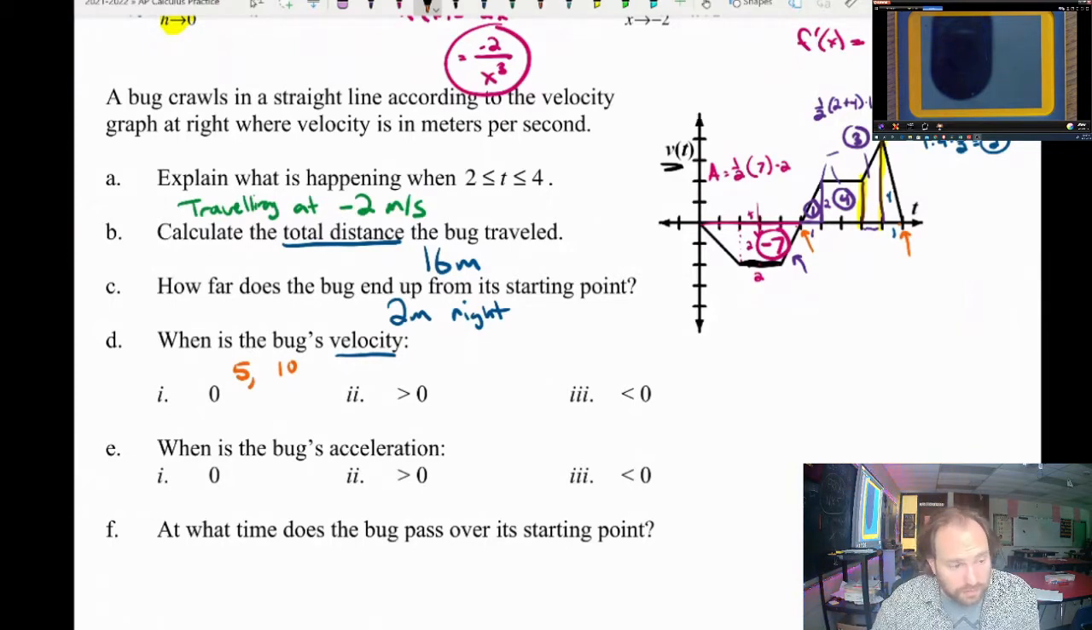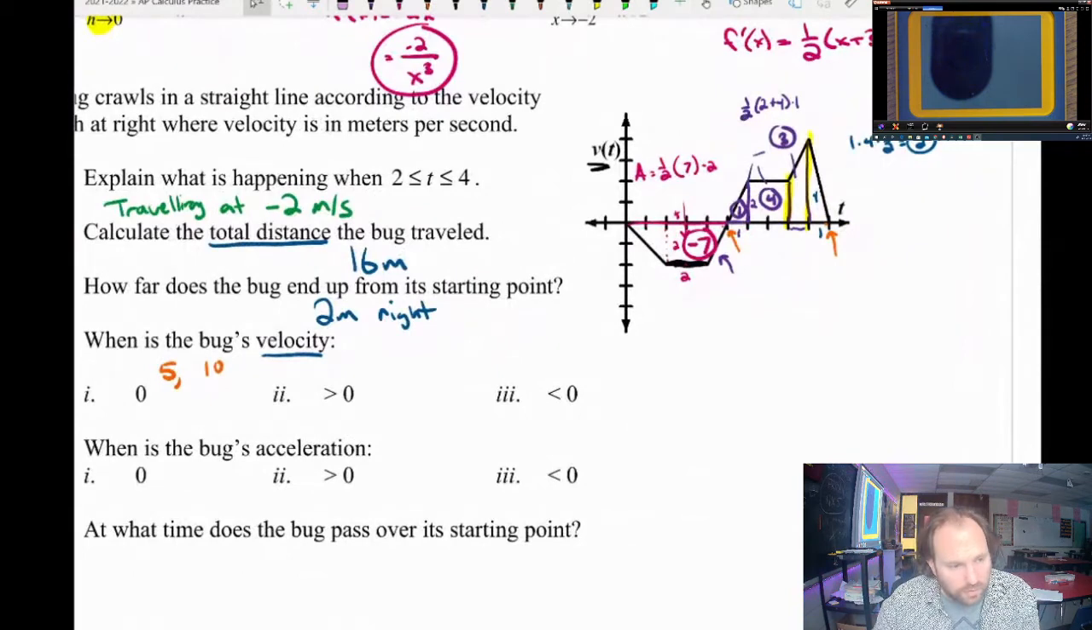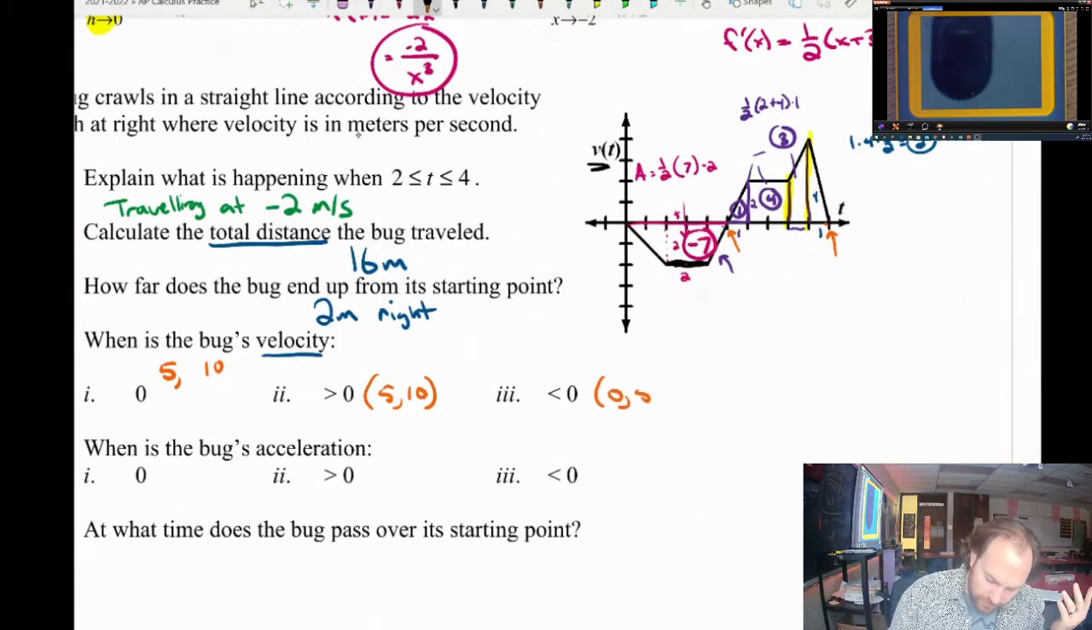Greater than 0 is going to happen, let's see, actually there's only basically one range where it's greater than 0 and one range where it's less than 0. It's greater than 0 from 5 to 10. And I'm putting those in parentheses because I wouldn't say it's positive at 5 or at 10, just in between those numbers. The velocity is negative from 0 to 5, like this.